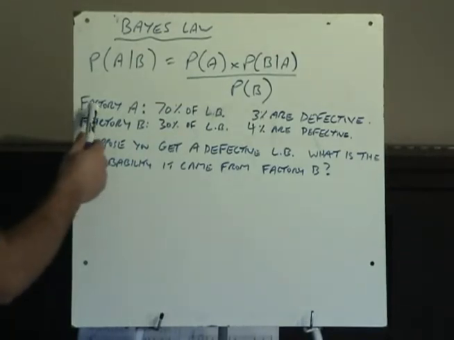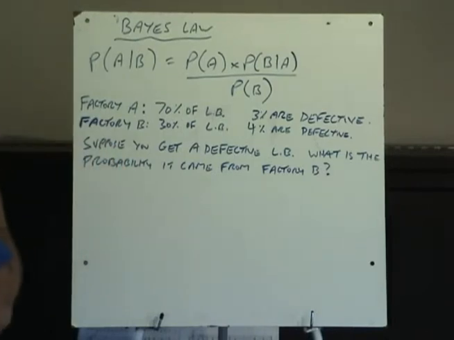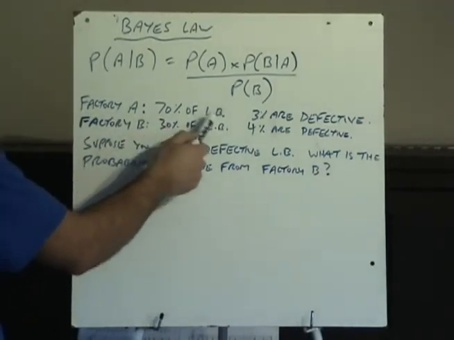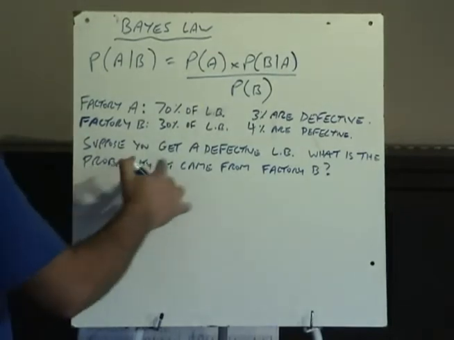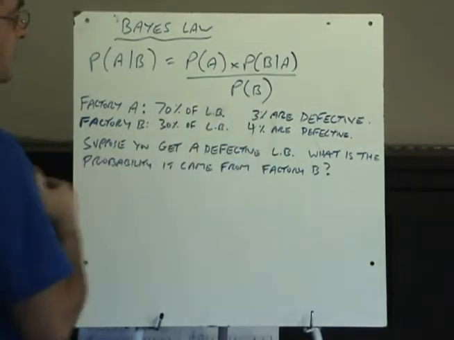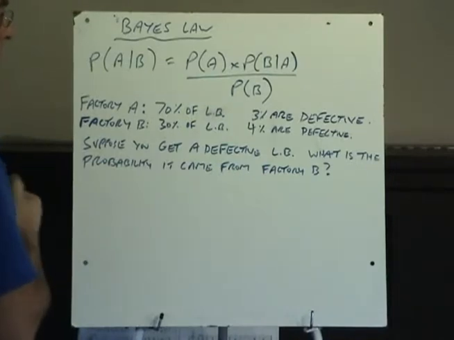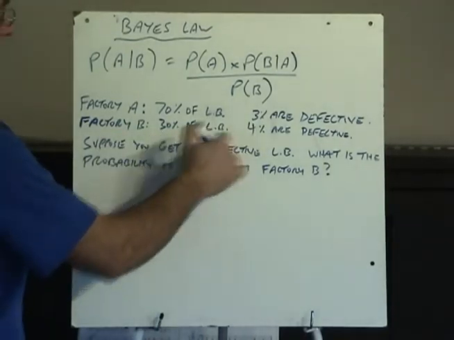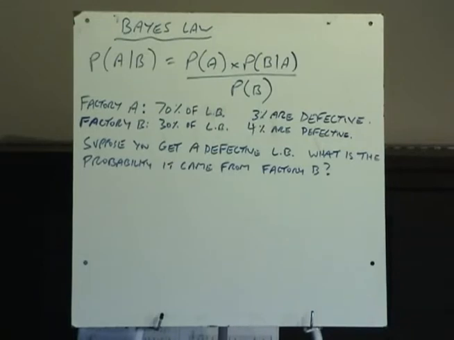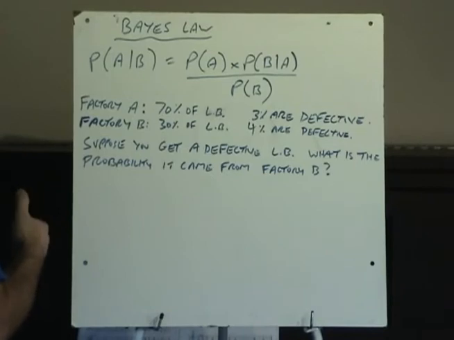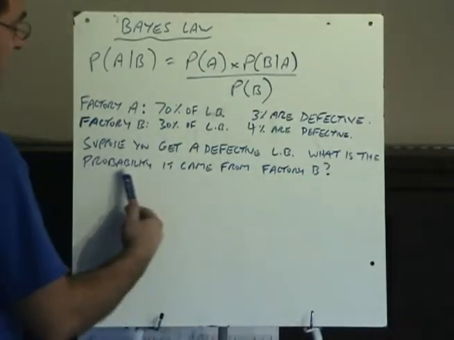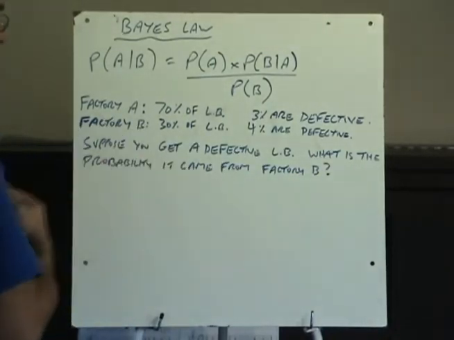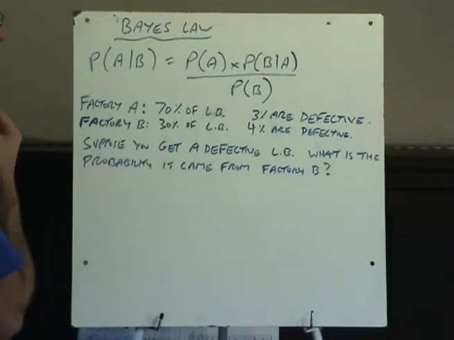So here's a scenario. We got some factories that are producing light bulbs. Factory A produces 70% of the light bulbs that this company produces. And in this factory, 3% of the light bulbs that are produced are defective, don't work. Factory B produces the remaining 30% of the light bulbs, and 4% of those light bulbs are defective. So the question is, you get home, you bought this light bulb, and it doesn't work. So suppose you get a defective light bulb. What's the probability that this broken light bulb was made in factory B?